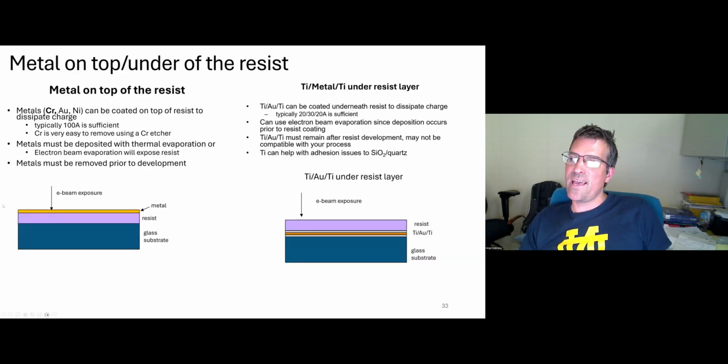You can place a metal layer on top of your resist. In this case, it's a thin layer, typically 10 to 20 nanometers of chromium. The only downside is that you have to do thermal evaporation, because the E-beam evaporator can expose your resist and make your doses off, so it basically pre-exposes your resist. But in that case, the metal serves as a conductive layer, and you can avoid charging. The other possibility is that you place a metal layer, if your process allows, underneath the E-beam resist. In that case, you can also avoid charging.